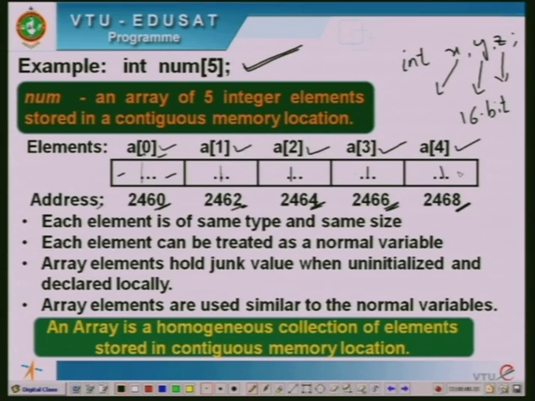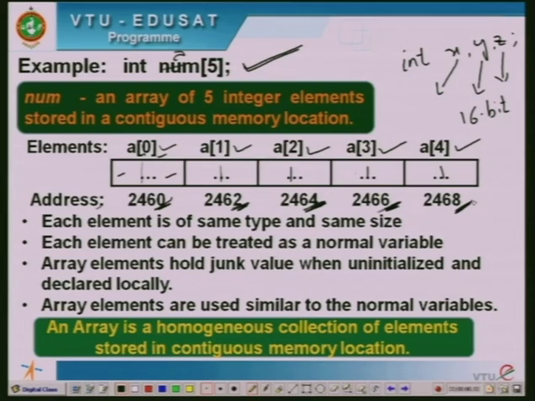So we can note that the elements, instead of a, it could be like num. Even if I take it as a, here it is a of 0, a of 1, a of 2, a of 3, a of 4. Here I am using num, so it could be num 0, num 1, num 2, num 3 and num 4. Num 0 is holding the first element stored in address 2460, num 1 or a1, what I am calling here, is stored in location 2462, a of 2 is stored in 2464, a of 3 is stored in 2466, and a of 4 is stored in 2468.